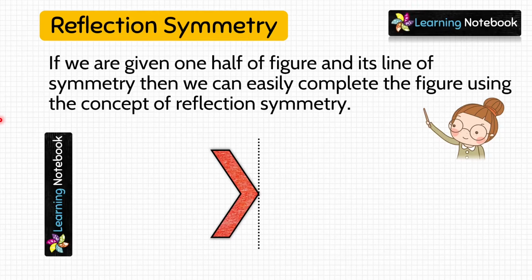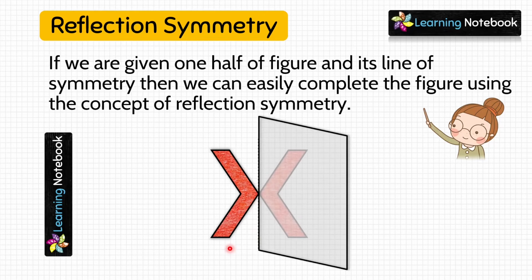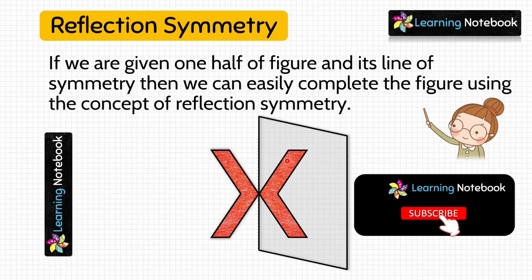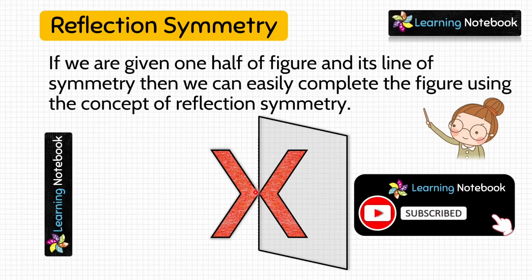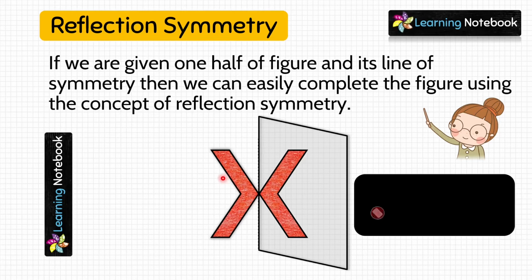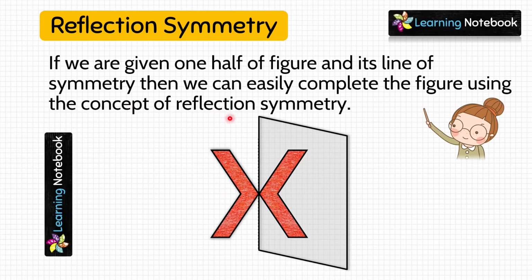Here, take a look at this picture. We are given half x and a line of symmetry. So again, if we place a mirror on its line of symmetry, it completes this picture. Right, students? So, now I am sure you have understood the concept of reflection symmetry and how to use this concept to complete a given figure.